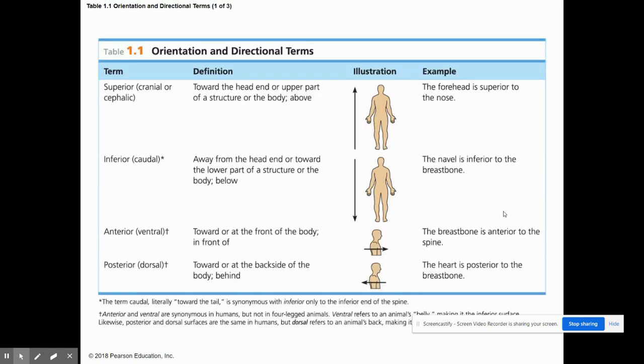So here's a chart explaining what I just said. Another example for superior is the forehead is superior to the nose. Another example for inferior is the navel is inferior to the breastbone. Another example of anterior is the breastbone is anterior to the spine. And another example for posterior is the heart is posterior to the breastbone.